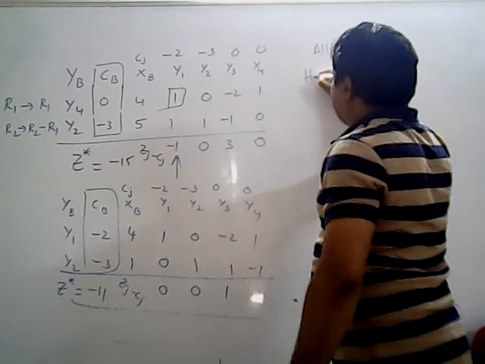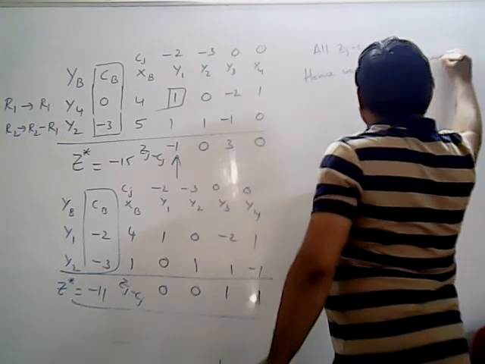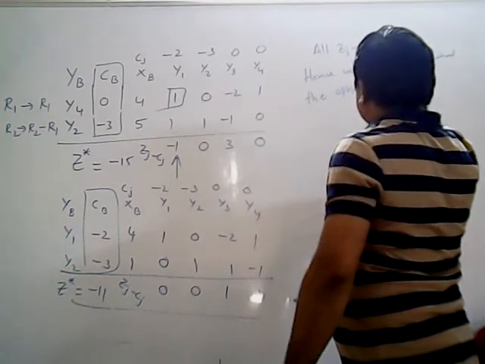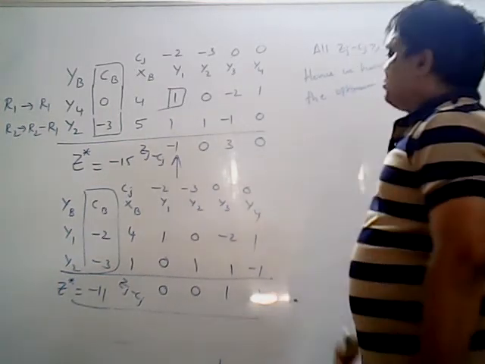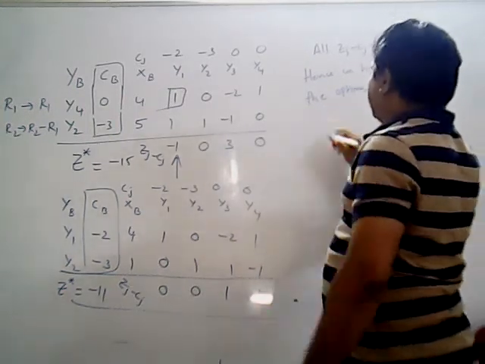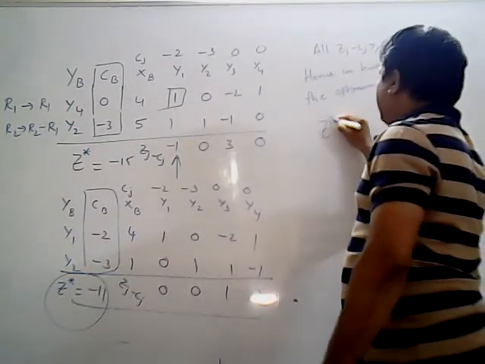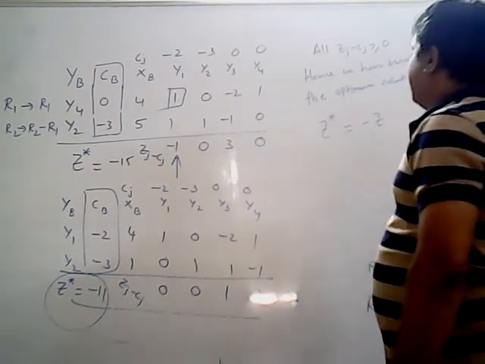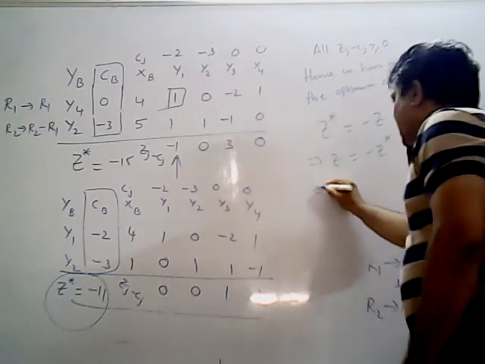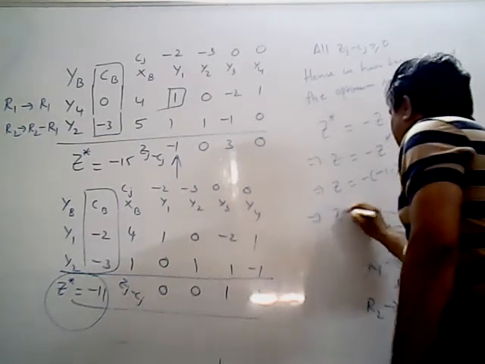Hence we have reached the optimum solution. And the optimum value: actually you want z, but you got the z star value. What is the relation between z star and z? I have told you, the optimum value z star equals minus z. That means z equals minus z star, so z equals minus of minus 11. That means z equals 11.